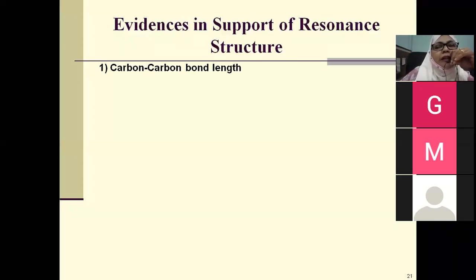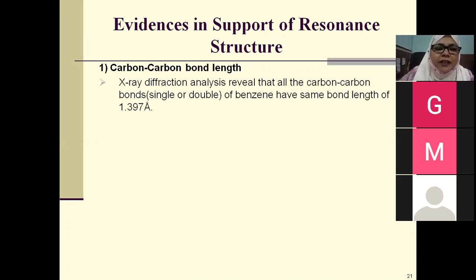First is the carbon-carbon bond length. If it did not show resonance structures, the bond lengths would be of different types. It should have been 1.54 and 1.34 angstrom: single bond 1.54 and double bond 1.34. But it is not showing like that. It is showing a single bond length of 1.39 angstrom. This is one evidence, which was done by X-ray diffraction analysis, and based on that it was shown that benzene has the same bond length of 1.397 angstrom.